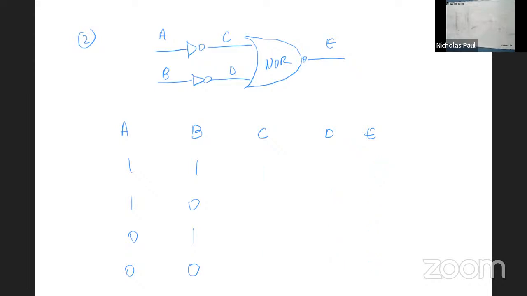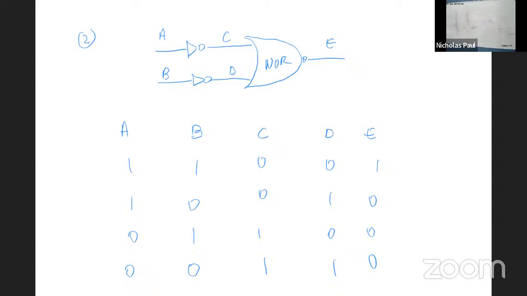Right, so C is the opposite of A: 0, 0, 1, 1. D is the opposite of B: 0, 1, 0, 1. And E is C and D into a NOR gate, which is 1, 0, 0, 0. Right, the question is asking, these three gates can be replaced by one gate. What is that single gate that can replace these three gates?